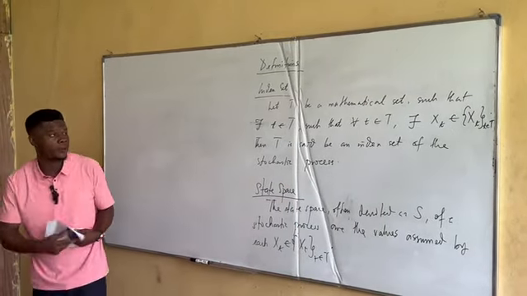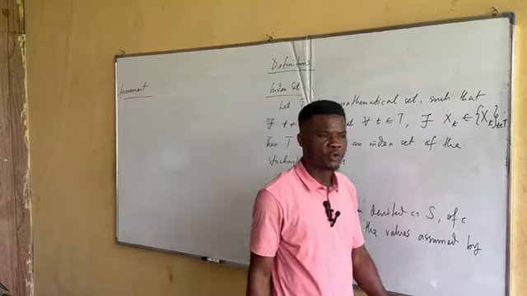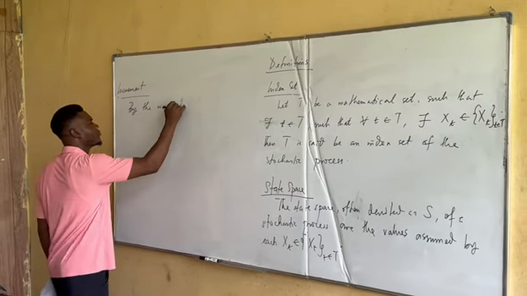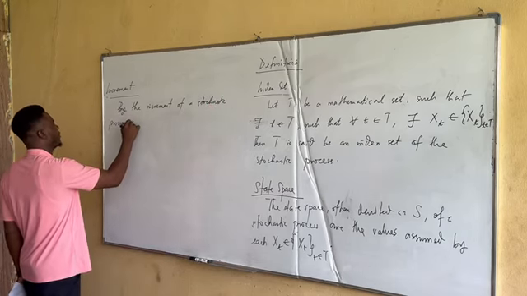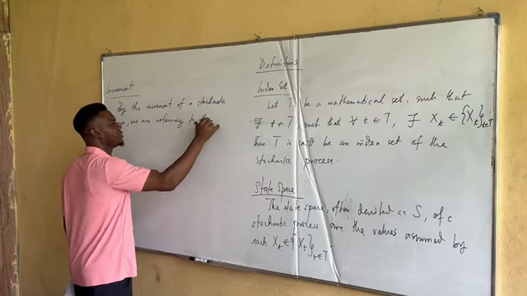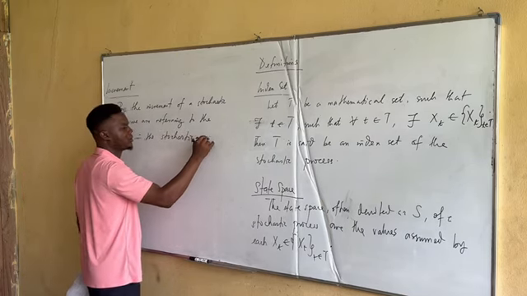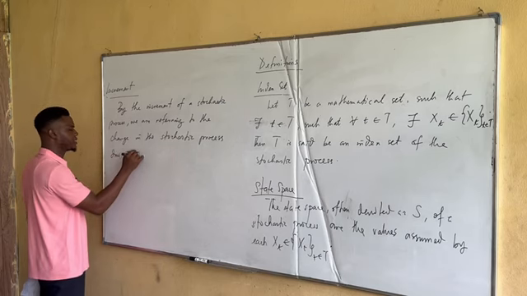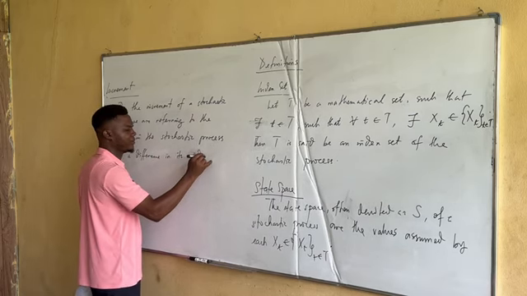Next is what we call the increment. Increment of a stochastic process. So, by the increment of a stochastic process, we are referring to the change in the stochastic process due to a difference in its index values.